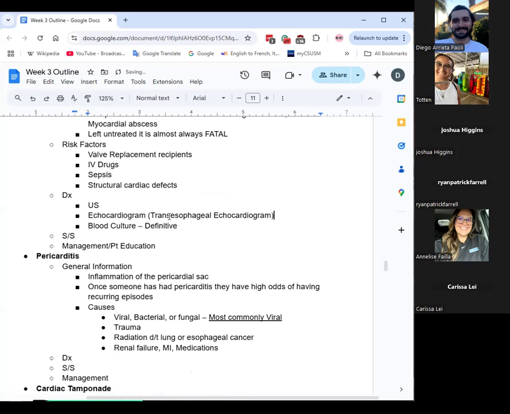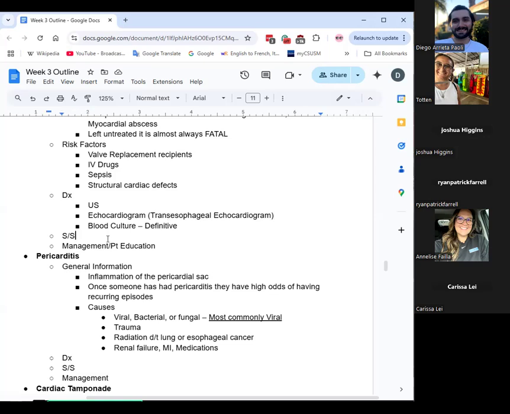I had a patient, and I didn't really get to know how it ended, but we had a patient suspected for infective endocarditis, and they were going to do a TEE. This was during the preceptorship.